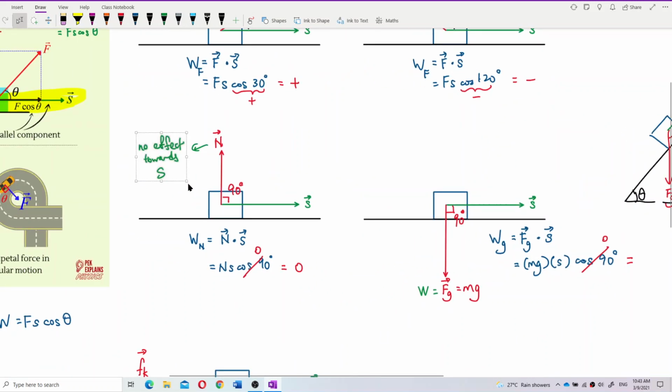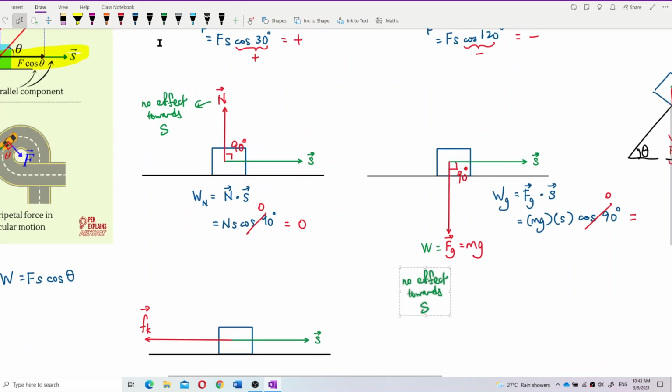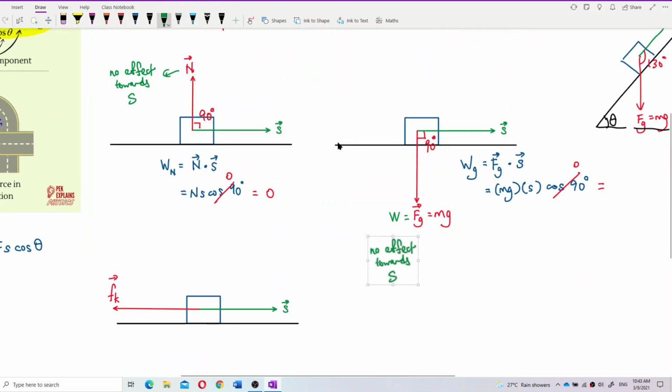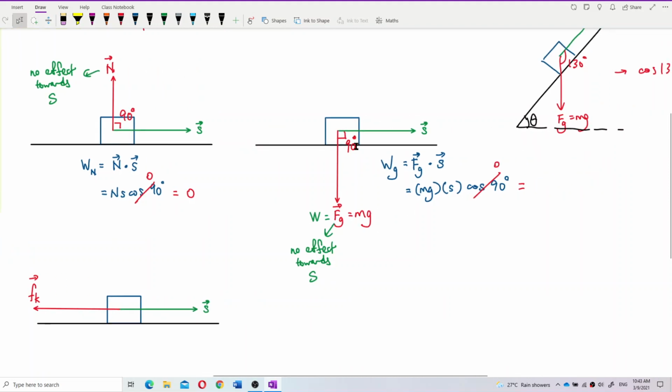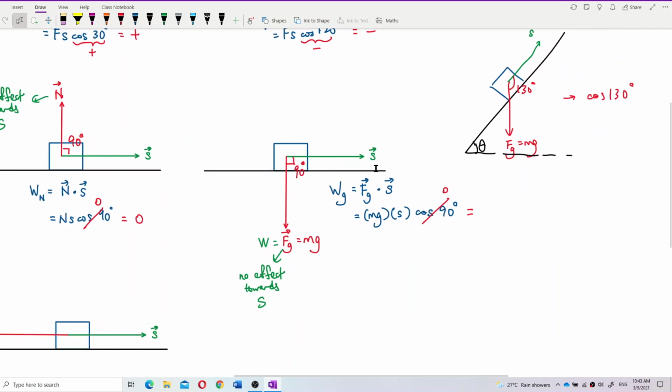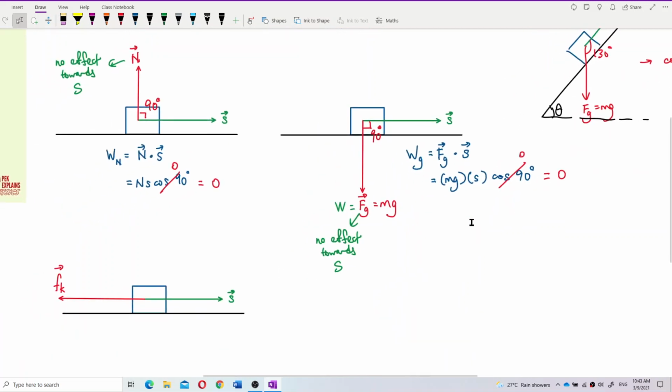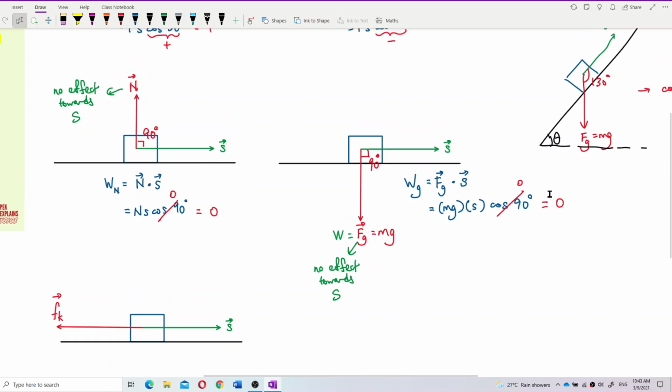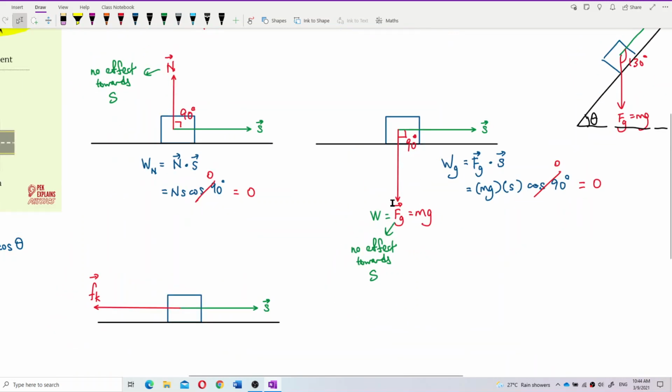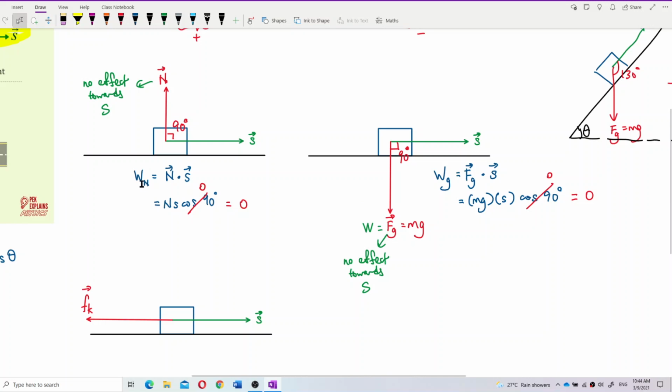It has no effect towards the displacement because it's perpendicular. So what I can say is zero work done. Understand? Zero work done. No effect on displacement, 90 degrees, zero work done. Work done by the normal force is 0. Work done by the gravitational force is 0.